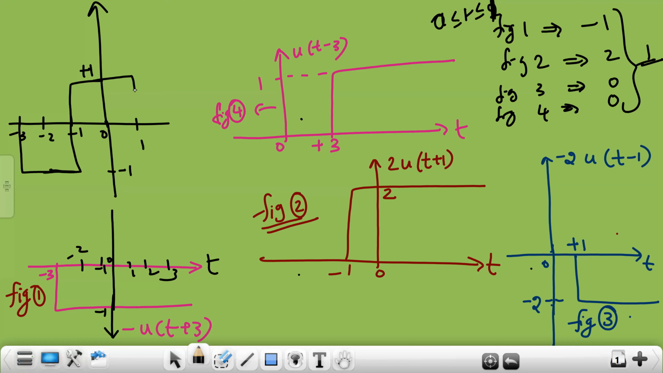Now come for 1 to 2 case. Come to the time interval 1 to 2. Again, get me the values from 1 to 2. One of you please help me. From 1 to 2, what you have?